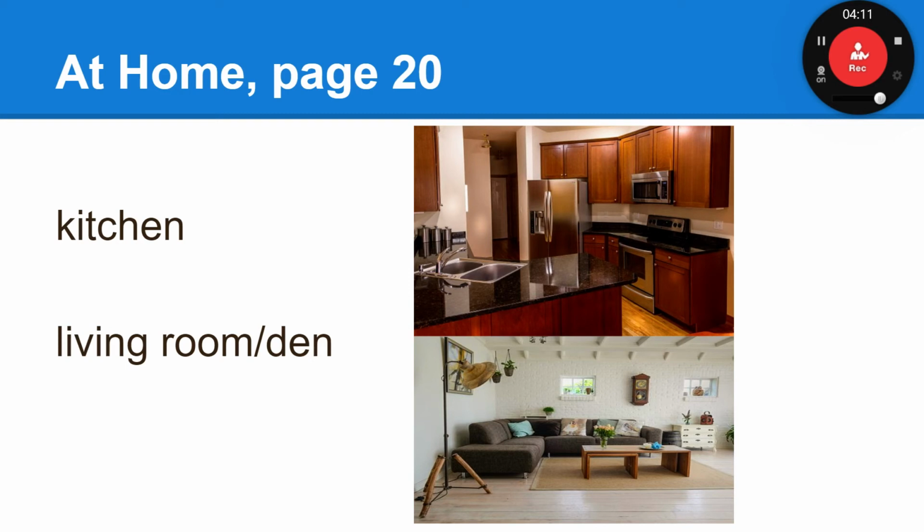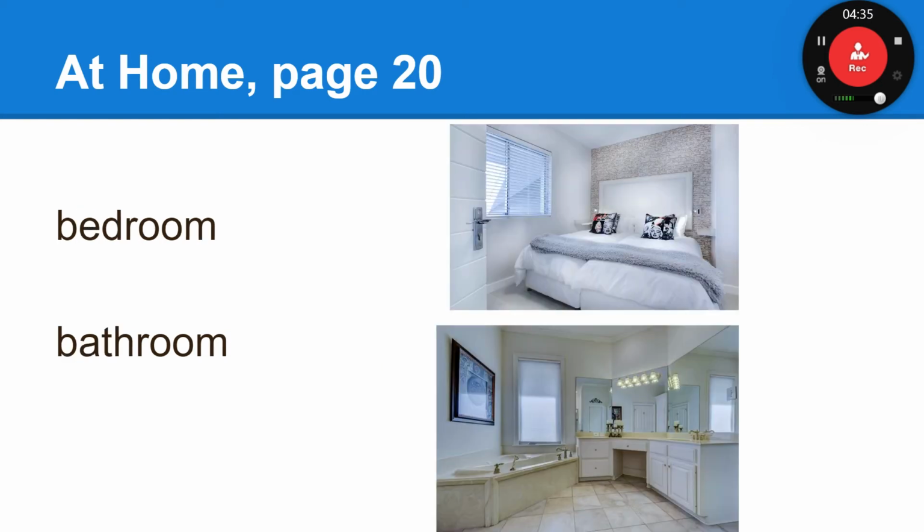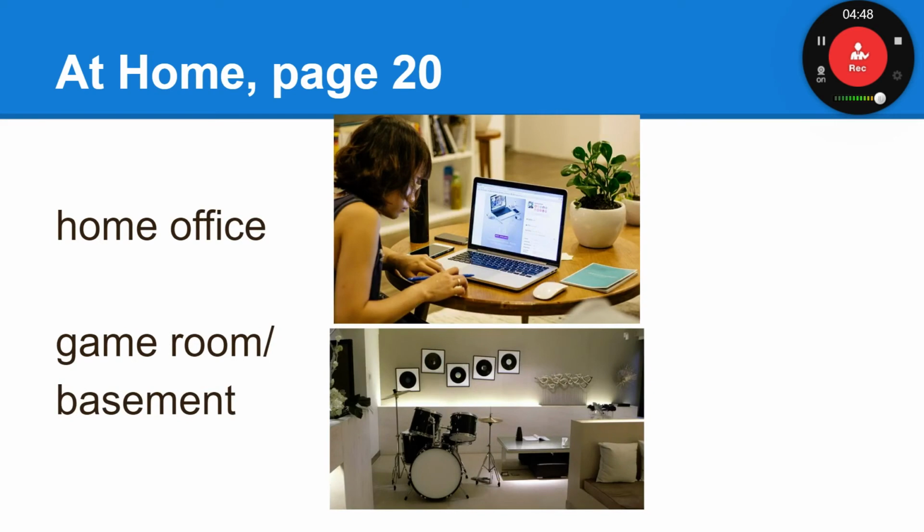Bathroom. The bathroom is where there's usually a toilet, a sink to wash your hands, a tub or shower, and usually cabinets to put your stuff. Home office. A lot of people work in their home. They do this in a home office, which is usually a table or desk somewhere in their house.